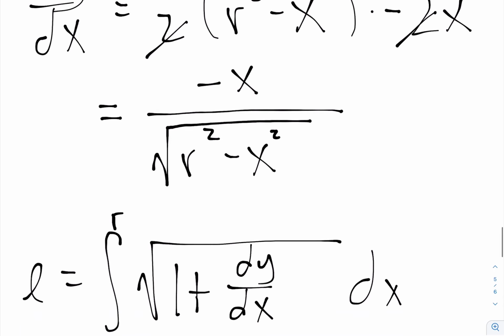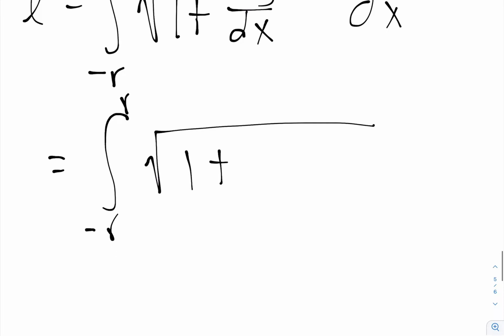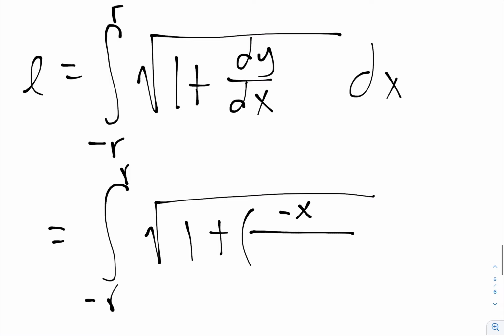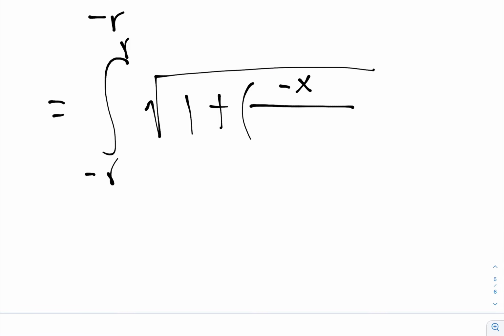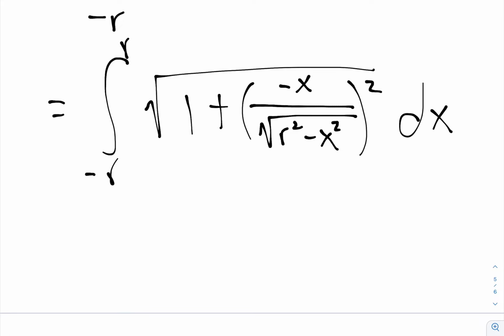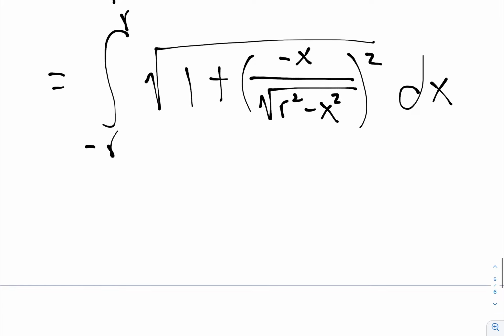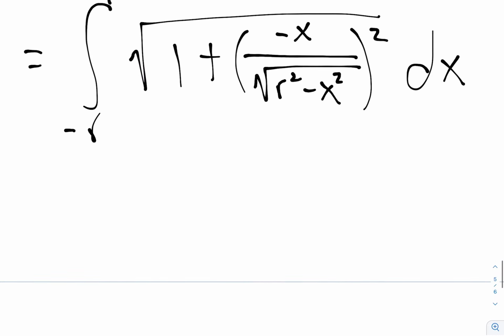Okay, so negative x over, and this is actually squared. I keep forgetting to write all this stuff. It's been too long. I'm just getting over COVID and I haven't done one of these videos in a while, so bear with me here. Over the square root of r squared minus x squared, quantity squared, with respect to x, so dx. We're summing up all of these square roots from negative r to r with respect to x. Okay?